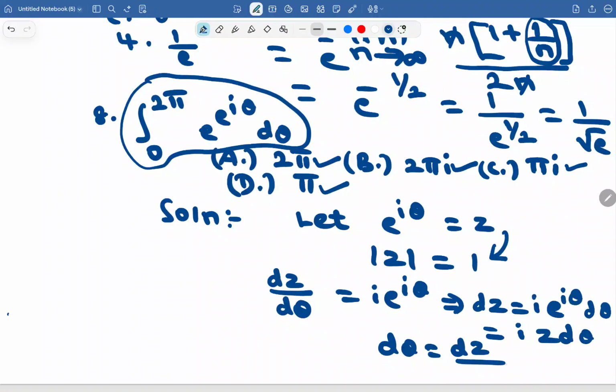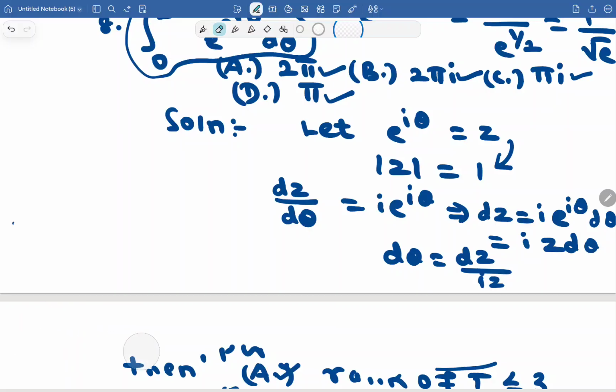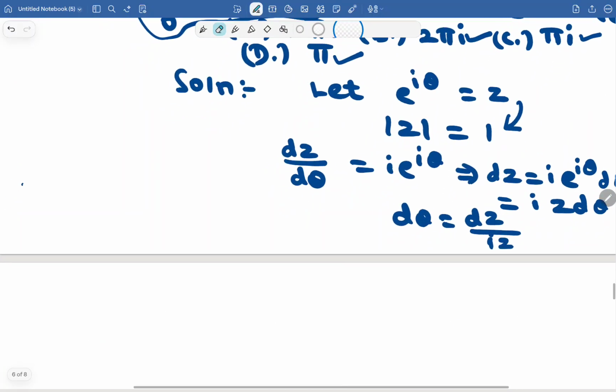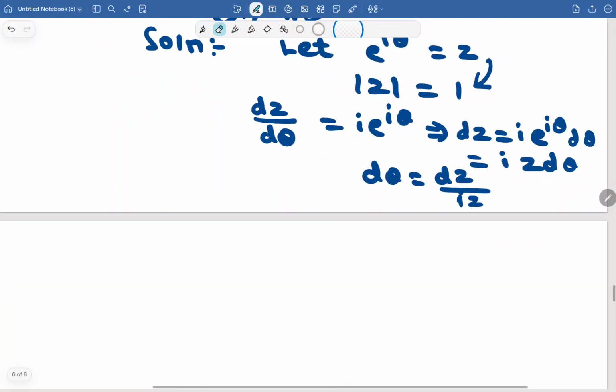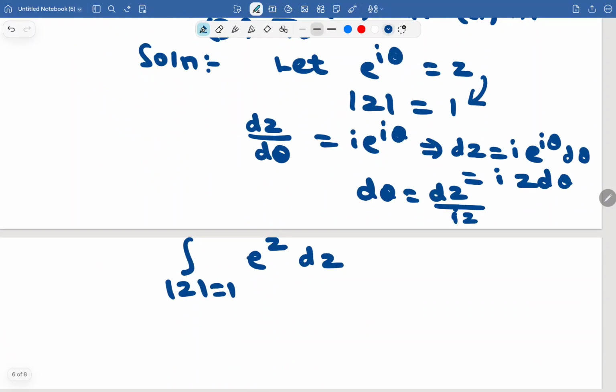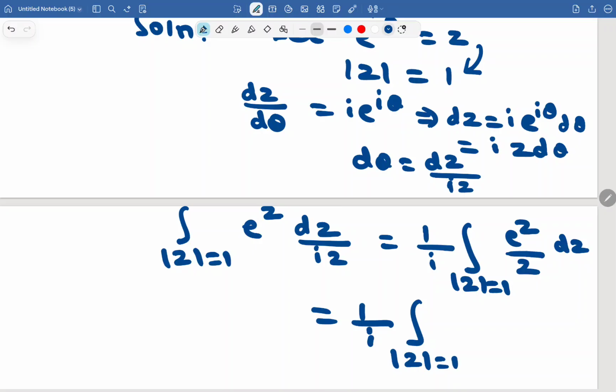What is d theta? d theta is dz by iz. Therefore, integral 0 to 2 pi becomes integral mod z equal to 1 e power z d theta, meaning dz by iz, which is equal to 1 by i integral mod z equal to 1 of e power z by z dz, which is equal to 1 by i integral mod z equal to 1 of e power z by (z minus 0) dz.